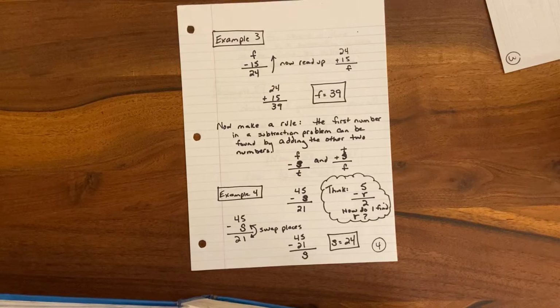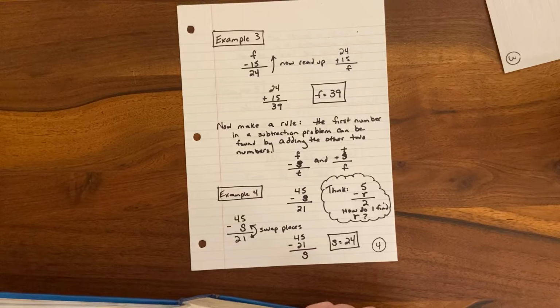So now we have a rule. The first number in a subtraction problem can be found by adding the other two numbers.